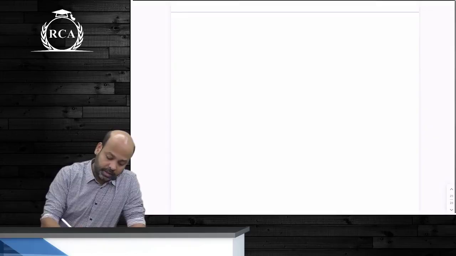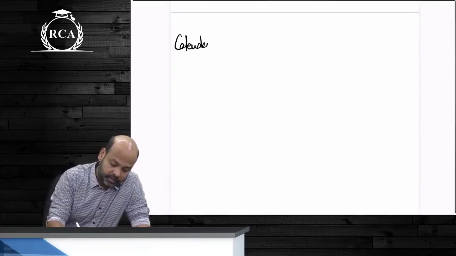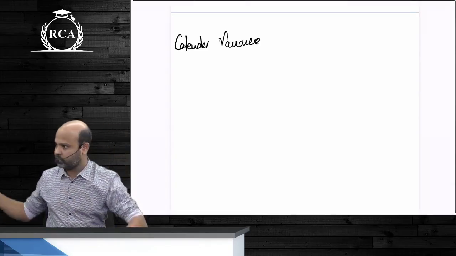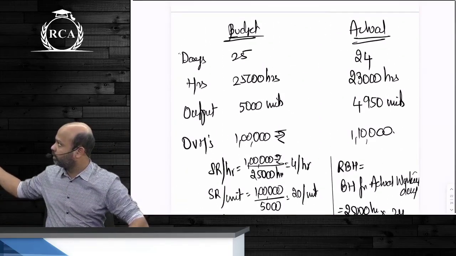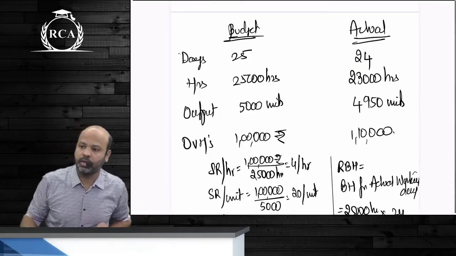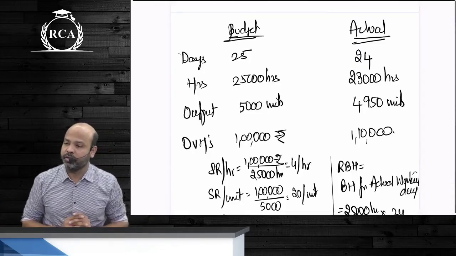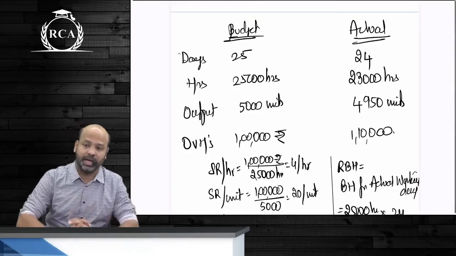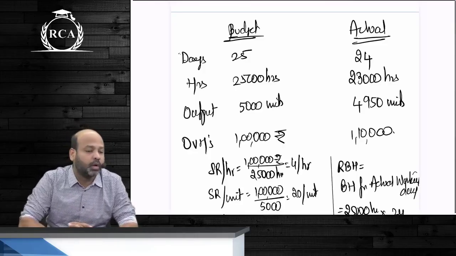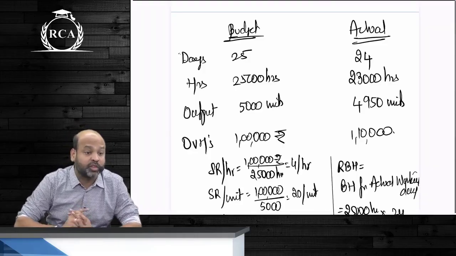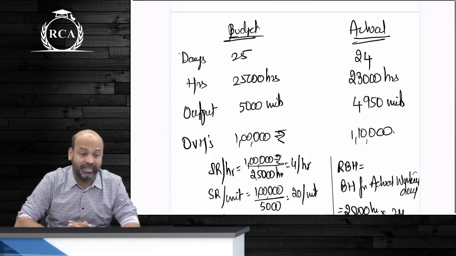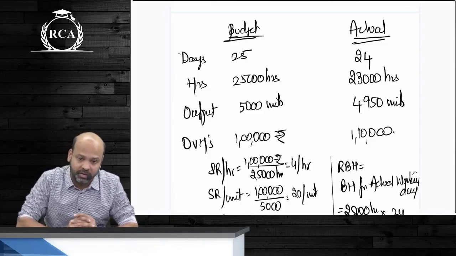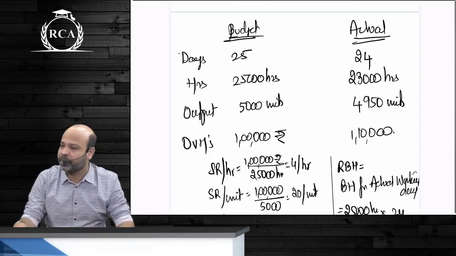Now comes calendar variance. Is it favorable or adverse? Instead of working for 25 days, we have worked only for 24 days. You reduce the number of working days, your output is undoubtedly going to reduce. This calendar variance is adverse. 1 day adverse. If you are expressing it in days, you multiply by standard rate per day. If you are expressing it in hours, you multiply by standard rate per hour.